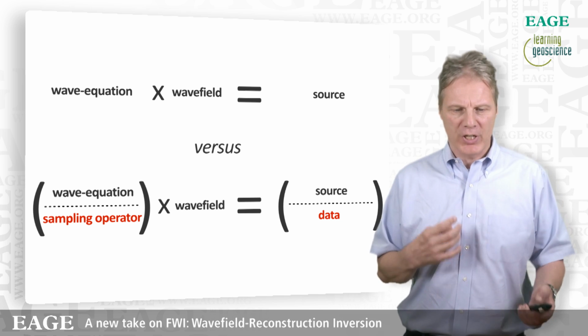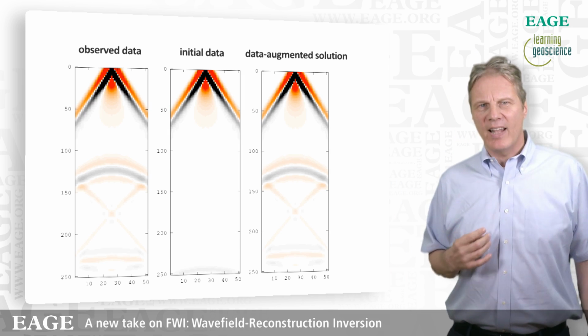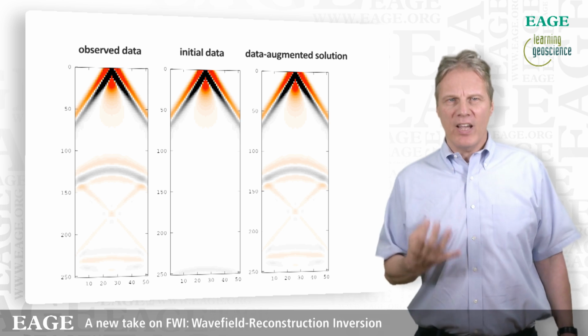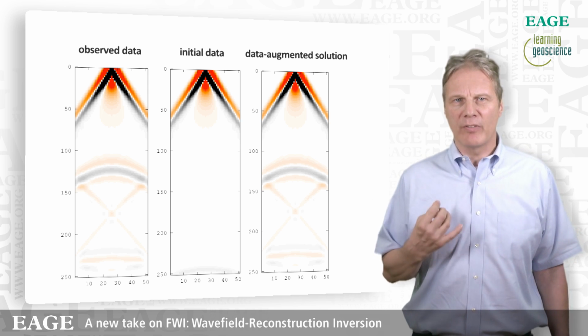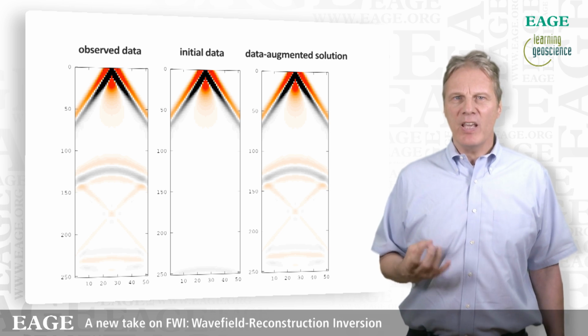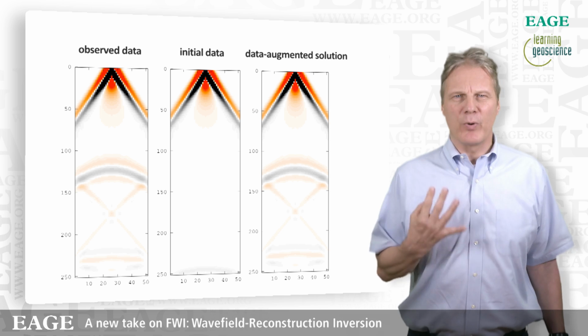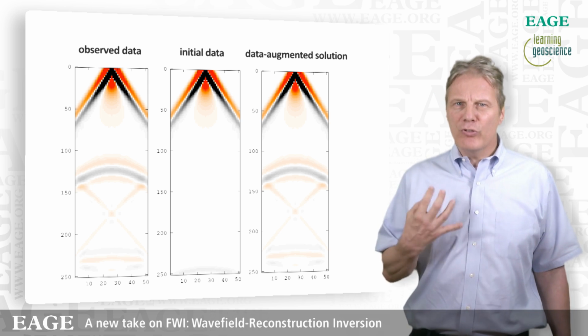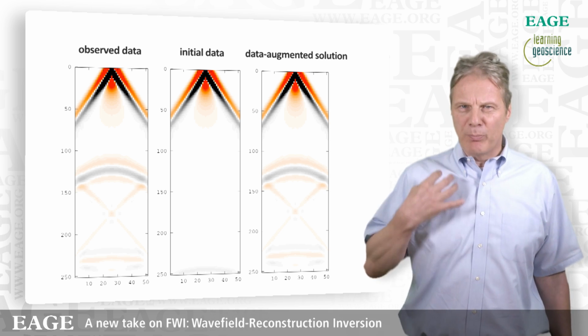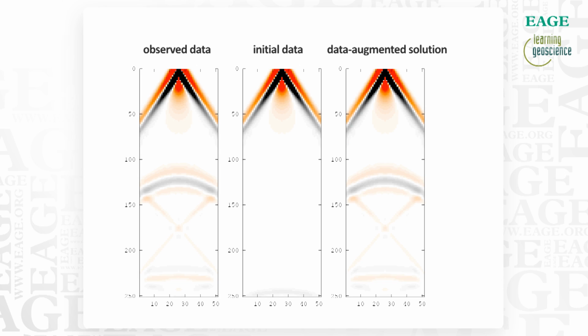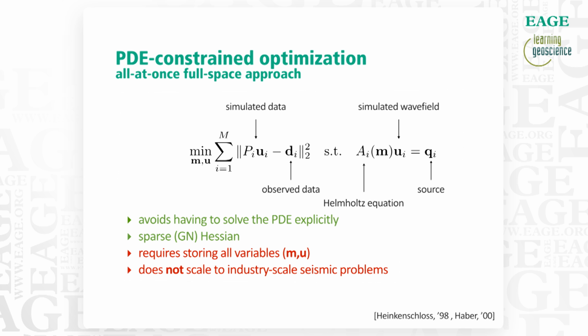So we really force to fit the data. And that has a drastic effect, as we can see on this next slide, where on the left we have the observed data where there are reflected events. In the middle there's the initial data for a constant velocity starting model where there are no reflections. But if you do solve this data augmented wave equation that both tries to fit the physics as well as the data, we create these proxy reflection events, and those are the ones that are going to drive our inversions, and that's why our approach differs from other methods.